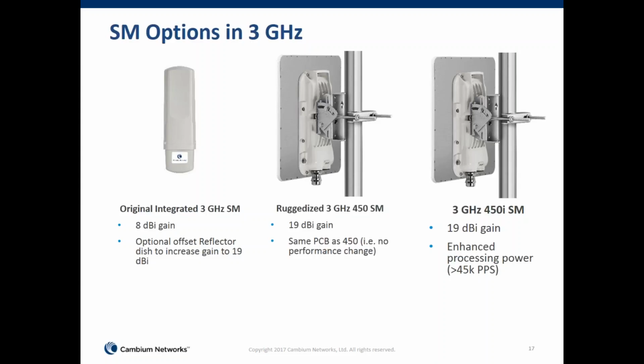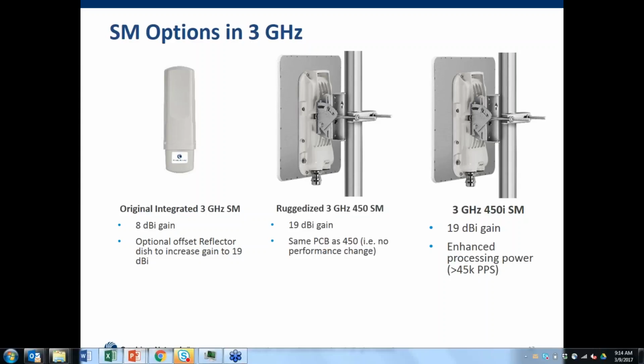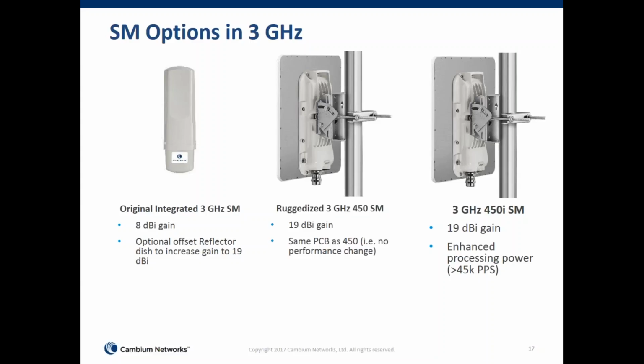SM options, again, I want to go over this to make sure everyone understands. The original 450 SM looks a lot like the PMP 100 and PMP 450 SMs. It's got an 8 dBi gain internal antenna and has options for offset reflector dish to increase gain if you need it. We have the ruggedized 450 SM. Again, it looks like the 450i, but the board is the same as the 450. So this is a little confusing, and that's why I'm pointing it out one more time. This option is available still for anyone who needs it, and will continue to be available for some time.